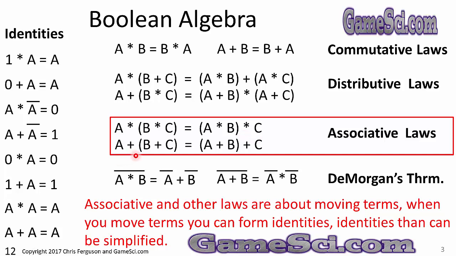A or (B or C) is equal to (A or B) or C. These are the associative laws. Associative and other laws are about moving terms. When you move terms, you can form identities. Identities can then be simplified. Once again, the whole purpose of learning Boolean algebra is to be able to simplify Boolean algebra expressions. When you simplify Boolean algebra expressions, you are simplifying the circuits you'll need to represent that expression.